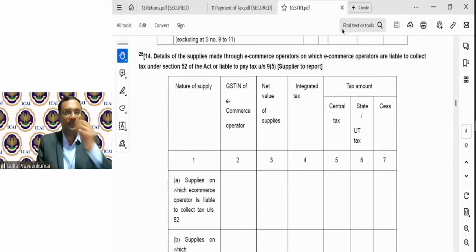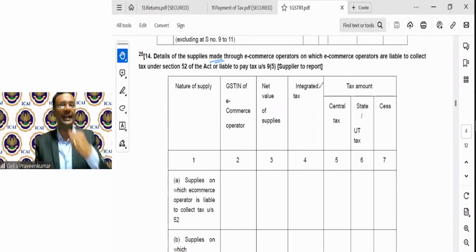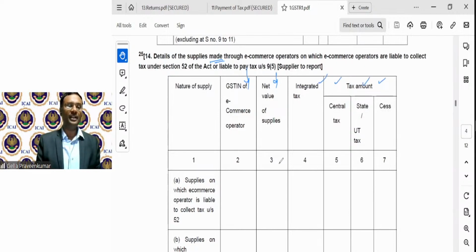Then table number 14, details of supplies made through e-commerce operator. Supplies made through e-commerce operator on which e-commerce operator is liable to collect tax under section 52. Here I give an example of Viraj. When Viraj makes a supply through my common portal, Viraj comes and fills the data here. Viraj will mention my GST number, the value of supplies he made through me, and the respective tax of IGST, CGST, SGST, cess.